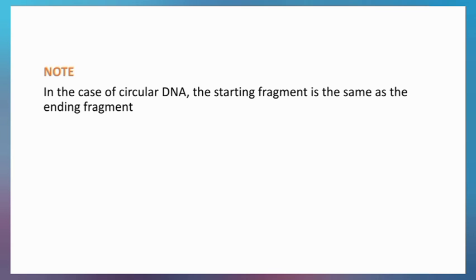Now for the cases whereby we will be given a DNA that is circular. That is, in some cases the DNA given will be circular. So let's see how to go about them. It is almost the same as the one for the linear DNA, but the difference is that the starting fragment is always equal to the ending fragment. So we are not going to do anything new.